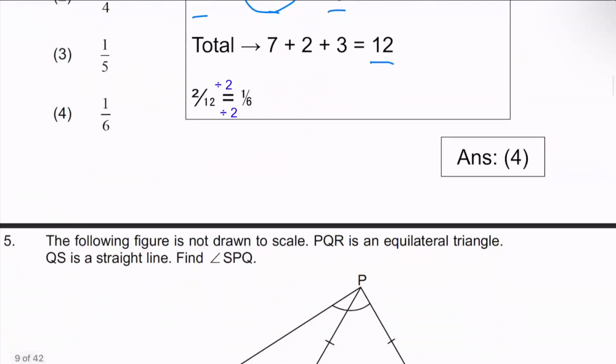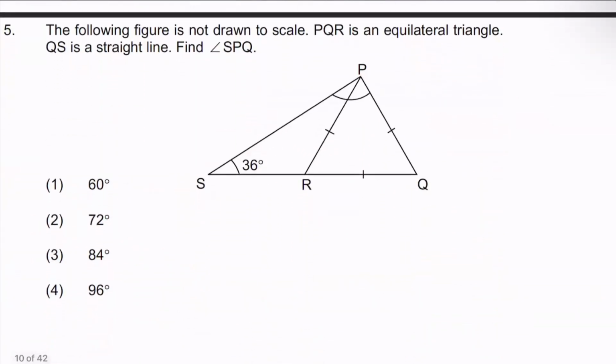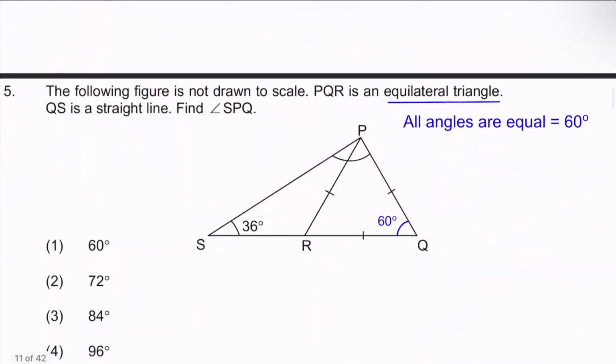Okay. Next, question number 5. Geometry question. The following figure is not drawn to scale. PQR is an equilateral triangle. QS is a straight line, right? Find angle SPQ. So from the keywords that you have here, you can answer the question.